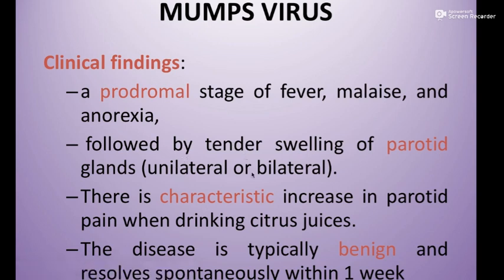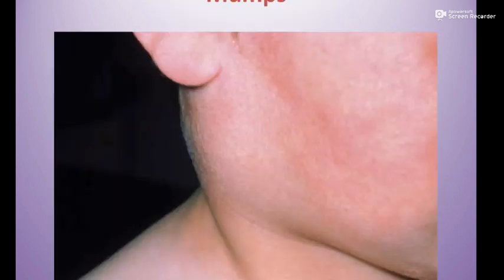Either unilateral or bilateral. طبعا هي more commonly bilateral. There is characteristic increase in parotid pain during drinking citrus juice. أي شيء حامض نشربه يصير pain. Disease is typically benign. عادة هو يعني خصوصا بالأطفال الصغار young children ما يصير أي complication and resolve spontaneously within 1 week. لكن إحنا نخاف من complication خصوصا adolescents and adult. هذا inflammation of the parotid gland, typical mumps.